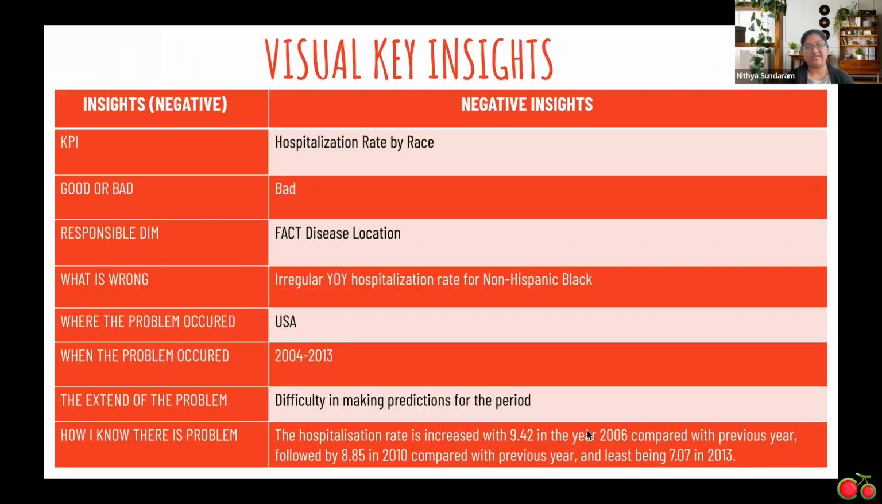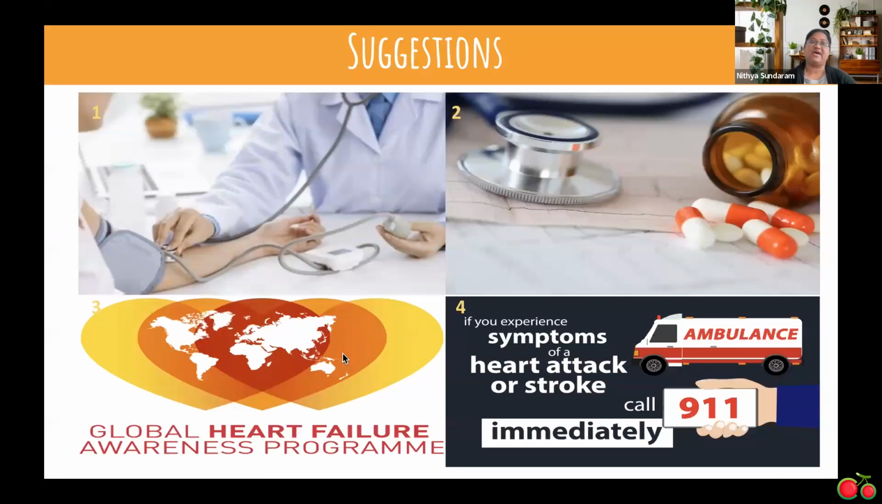One of the negative insights is that it is irregular year over year for non-Hispanic Black people. Due to the fluctuation and inconsistency in the data, it is not possible to make predictions for the period 2004 to 2013. From this analysis, I recommended some suggestions.